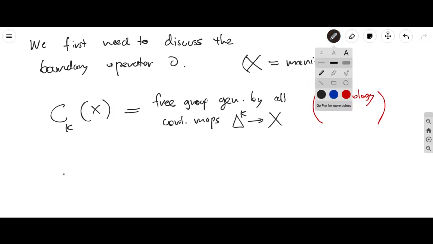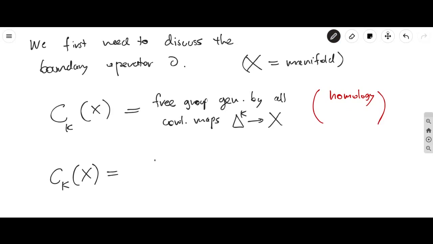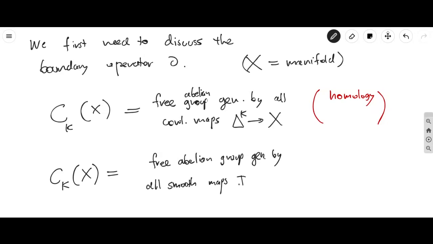And then we can also define it differently. We can also define it as the free abelian group generated by all smooth maps from the k-dimensional cube into X. And as we said, to be smooth on the k-dimensional cube, all it means is that the function can be extended to an open set that contains this cube in a smooth way. This is what we prefer to use when we're dealing with integration.